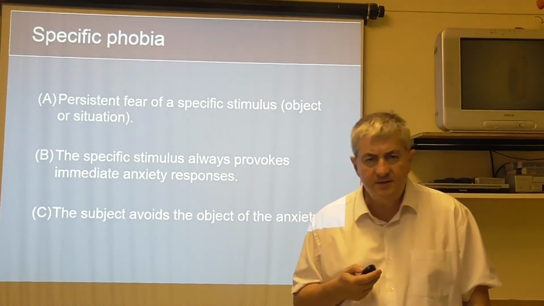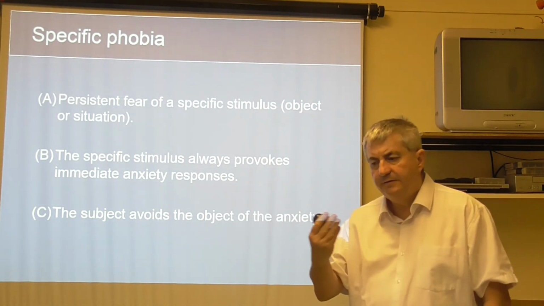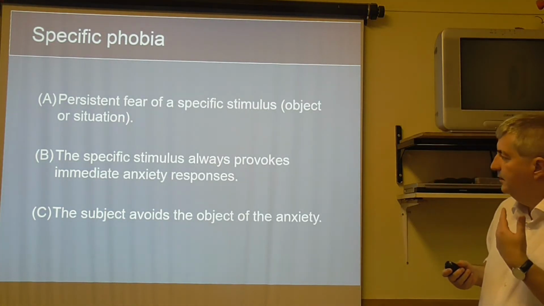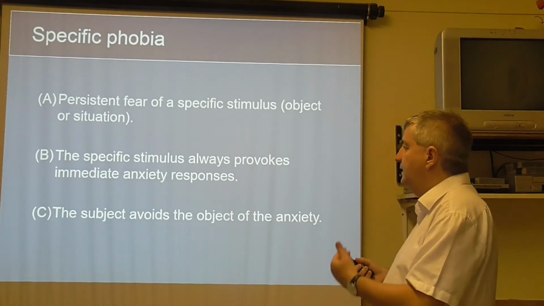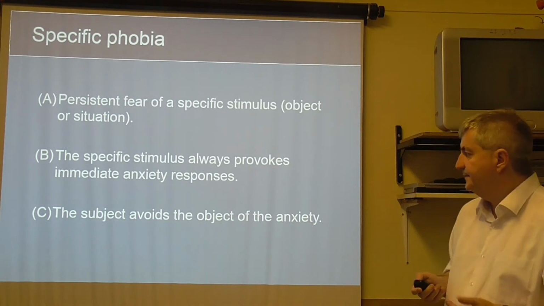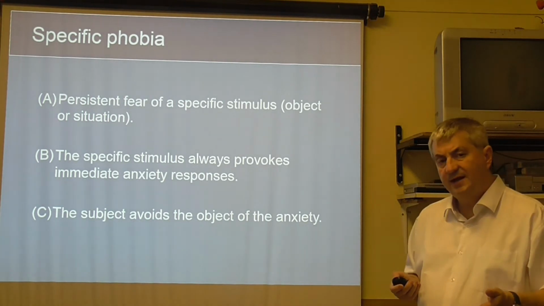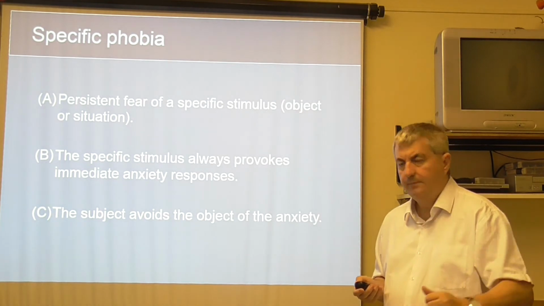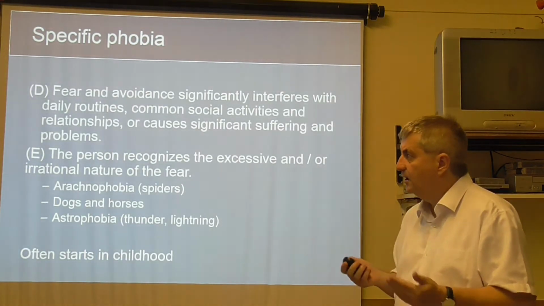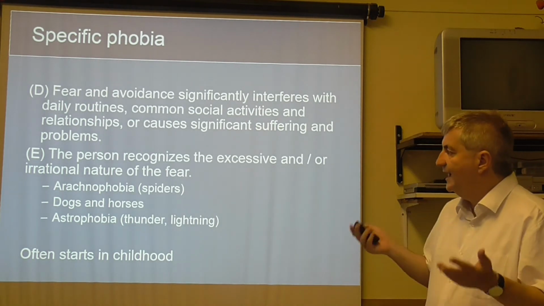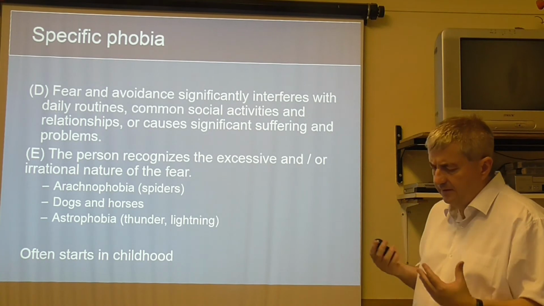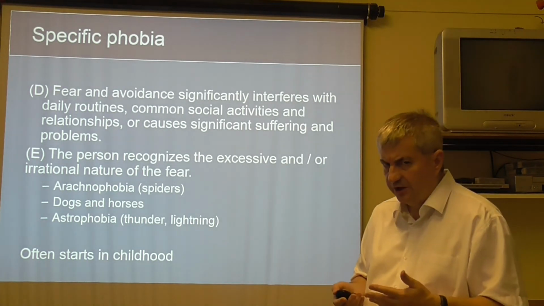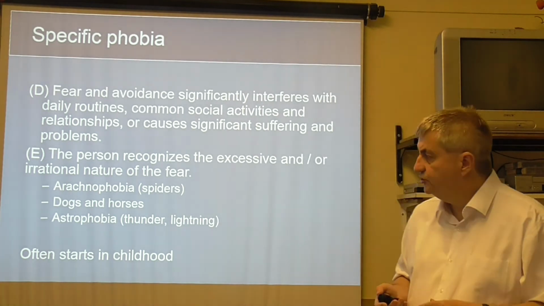The next illness is specific phobia, which means a persistent fear of a specific stimulus or object. The specific stimulus always provokes an immediate anxiety response, and the subject avoids the object of the anxiety. For example, somebody has a serious phobic fear of a house, of a horse, or of a dog, or of spiders, which is called arachnophobia, or of thunder or lightning, which is called astrophobia. And this kind of fear seriously interferes with everyday functioning and reduces the patient's everyday adaptation to reality.